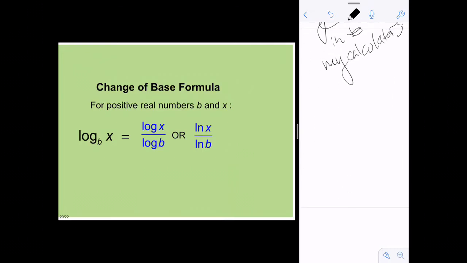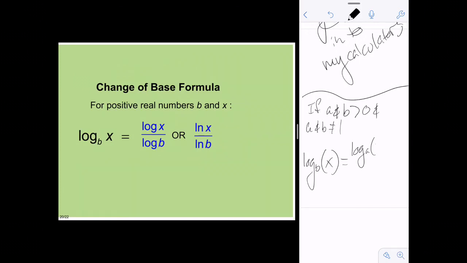So this is just in general, if a and b are greater than 0, that's positive, and a and b both don't equal 1, this is just saying that they're allowed to be bases, then what I can actually do is I can say log base b of x, and what happens is that this is actually equal to log base a of x divided by log base a of b.